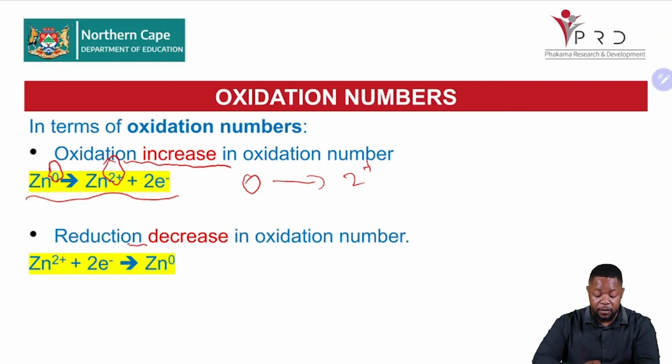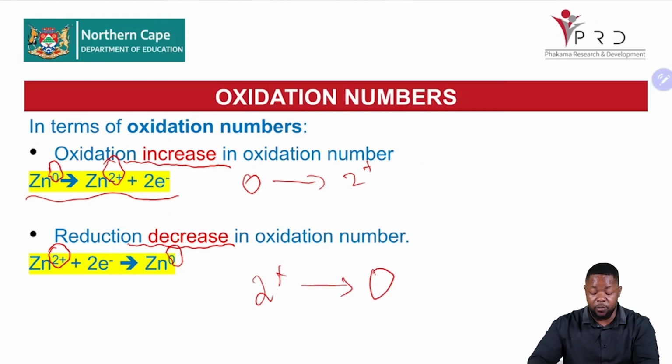Let's go to reduction. Reduction is defined in terms of oxidation numbers as the decrease in oxidation number. How are you going to see that? If we look at zinc on the left-hand side, its oxidation number starts from 2 plus. And then we look at it on the right-hand side, the oxidation number is 0. So in this reaction, the oxidation number moved from 2 plus to 0, which is a decrease. So that's how we are going to spot the decrease in oxidation number. And whenever we see a decrease in oxidation number, we know that the substance undergoes reduction.